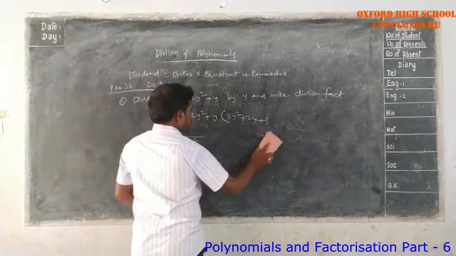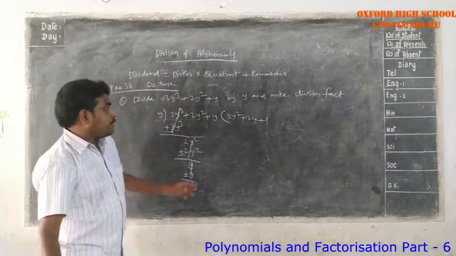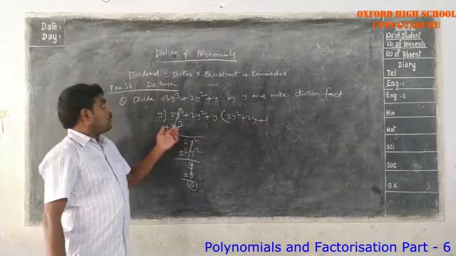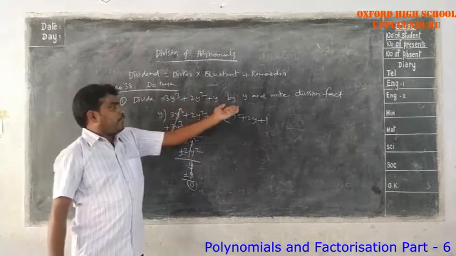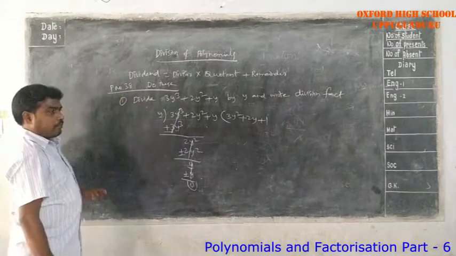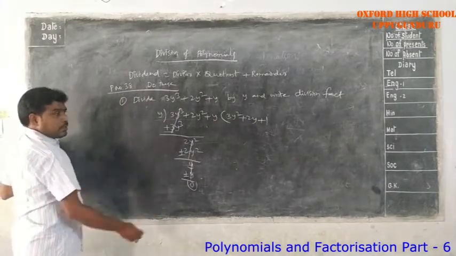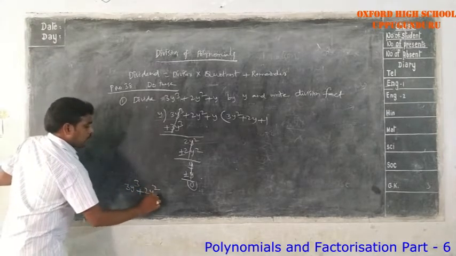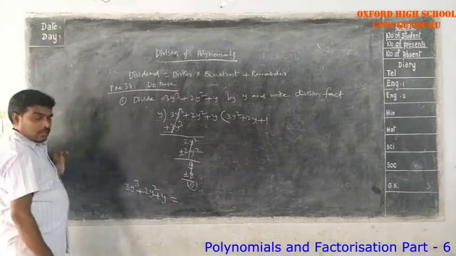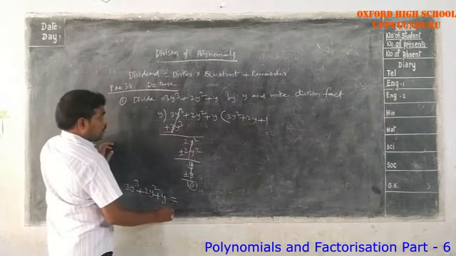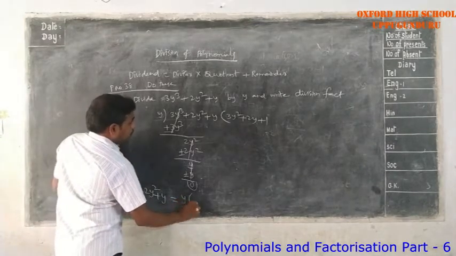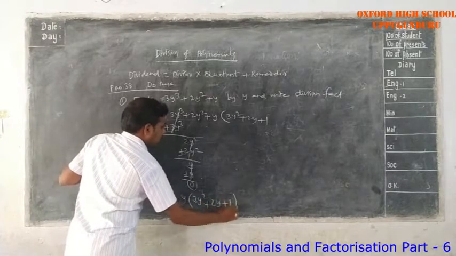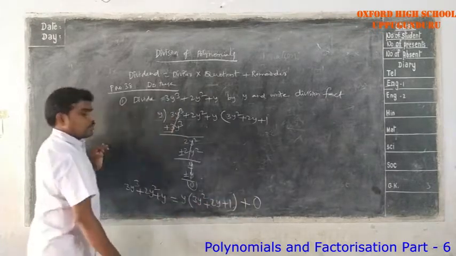So we are dividing this polynomial with y, we are getting the quotient as 3y square plus 2y plus 1 and the remainder as 0. So what they are asking: divide this by y and write the division fact. That means dividend equal to divisor into quotient plus remainder. What is the dividend here? 3y cube plus 2y square plus y, equal to divisor y into quotient 3y square plus 2y plus 1 plus remainder 0.